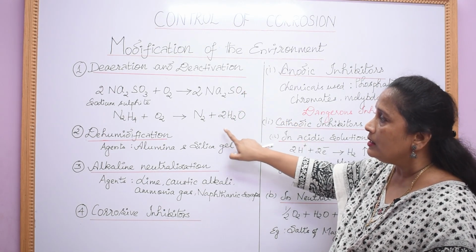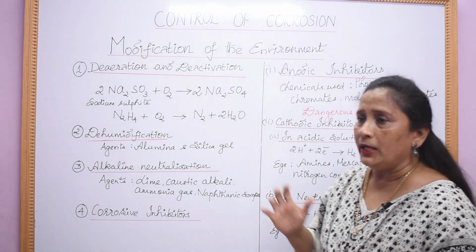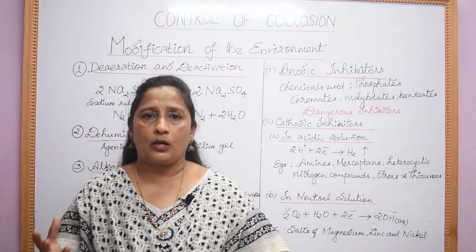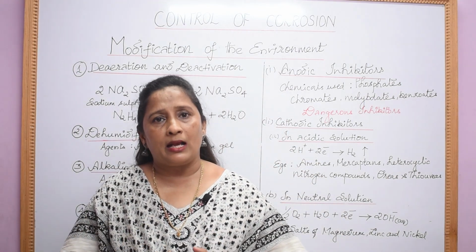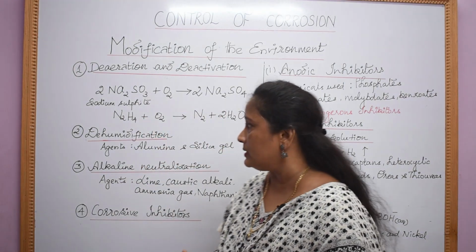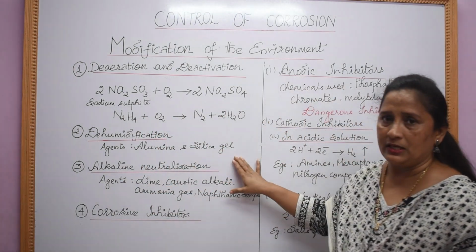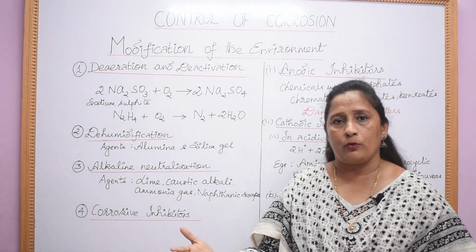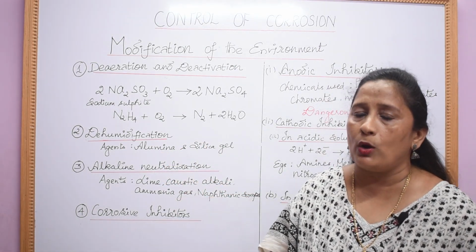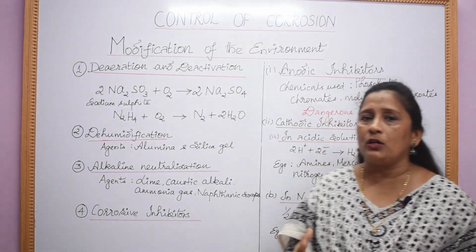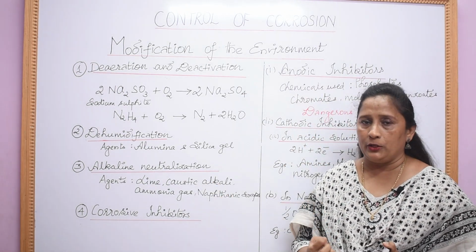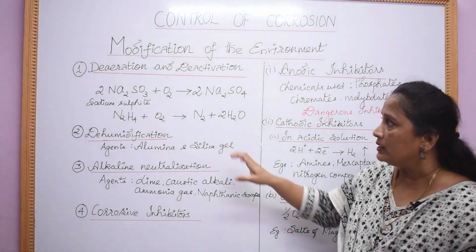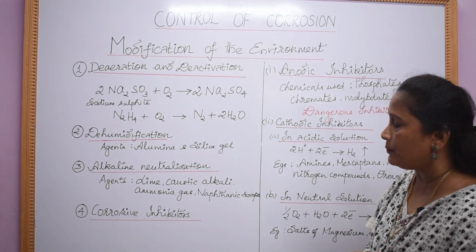The second one is dehumidification. Dehumidification is the process of removal of moisture from the corrosive environment. This can be achieved by using certain chemicals such as alumina and silica gel. When chemicals like alumina and silica gel are added to the corrosive environment, they will absorb the moisture and the moisture content of the corrosive environment will be reduced. In this way also we can control the rate of corrosion. So this is regarding the dehumidification process.